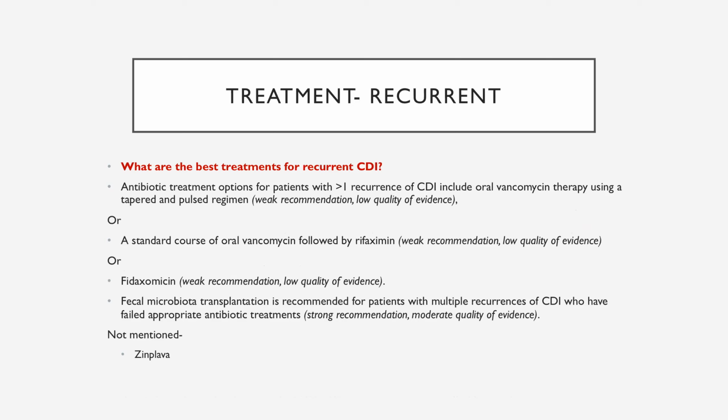All right, and then treatment for recurrent disease. If for any reason someone got oral flagyl for their first dose, then you can use anything other than oral flagyl. If they got vancomycin for the first dose, you can use vancomycin again, but you have to do a tapered or a pulse taper after retreatment. You can do vancomycin followed by rifaximin, or you can do fidaxomicin. And you can do fidaxomicin whether you did vancomycin, fidaxomicin, or flagyl as your initial treatment.